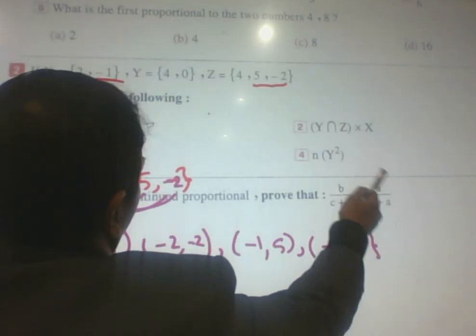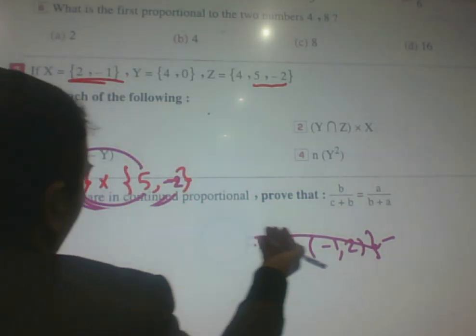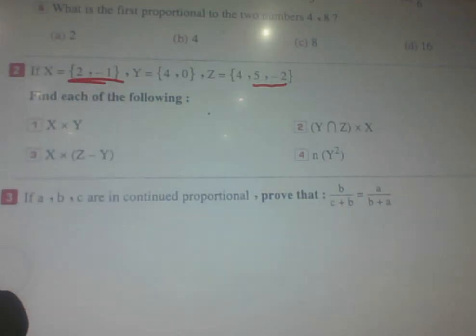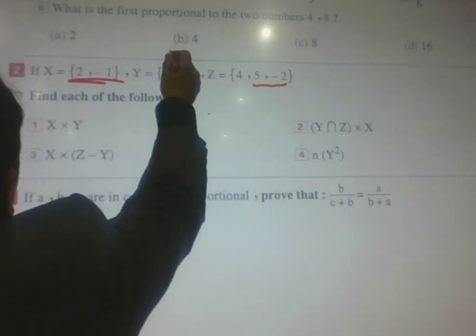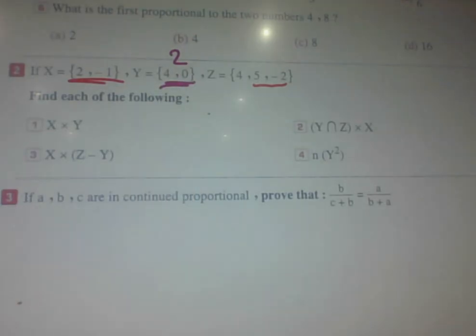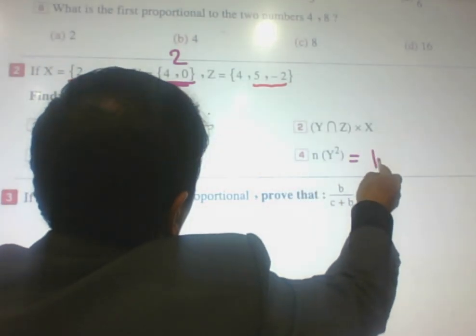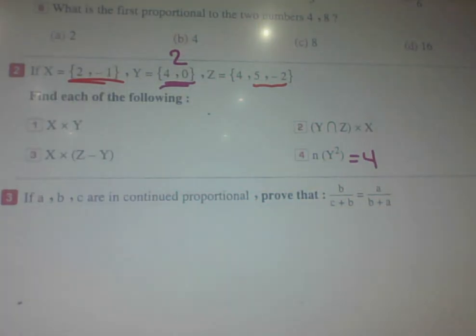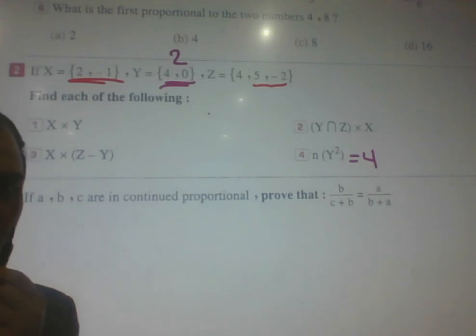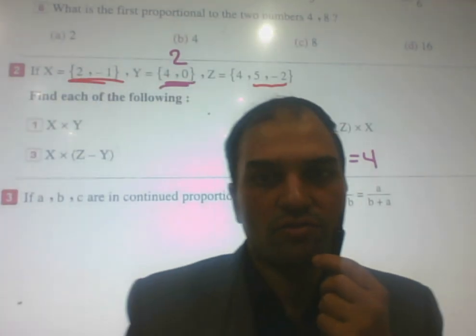Last question: the number of elements of the Cartesian product y by y. We have 2 elements in y, then 2 times 2 is 4. The number of ordered pairs in y product by itself equals 4. So the answer will be 4.